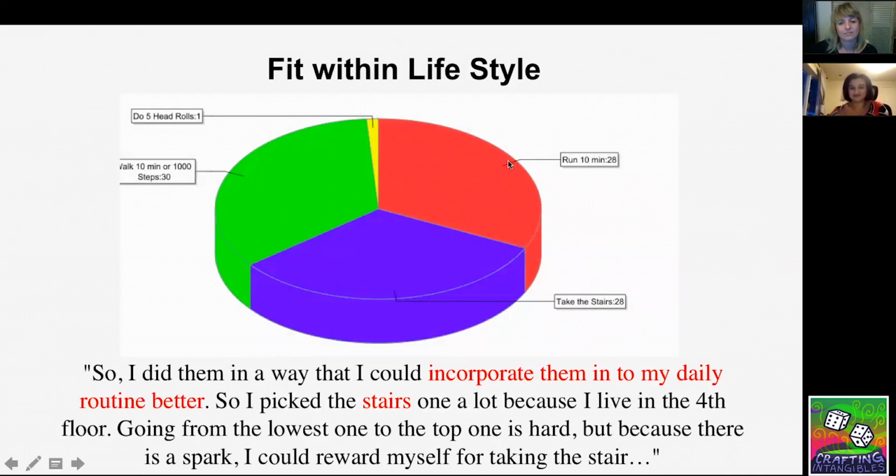And so this is kind of like showing how many people did what kind of sparks. So there's the Burpee spark, and there's aerobic spark. So a lot of people did running and stairs and walking, a lot less head rolls, and a lot less the others as well.